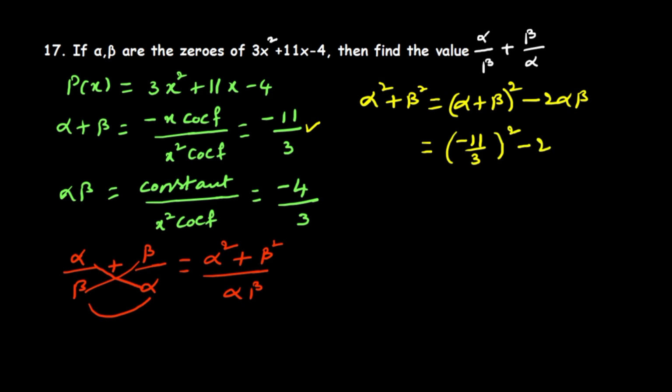Minus 2 into what is alpha into beta? This is minus 4 by 3. Correct? So this is minus 11 square. 11 square is 121 and minus power is square, so that you will get the answer in positive. And 3 square is, you know that, 9. Minus of minus here, you will get plus 2 4s are 8 by 3.